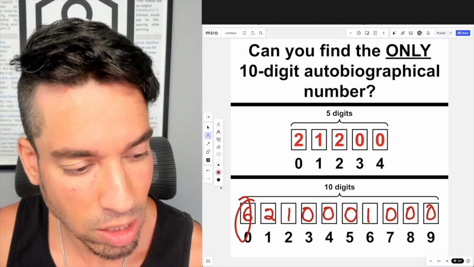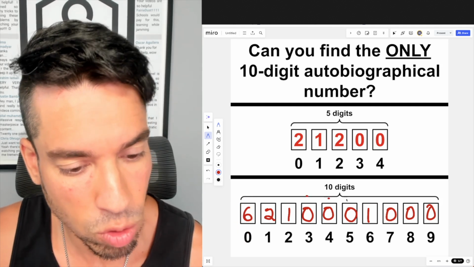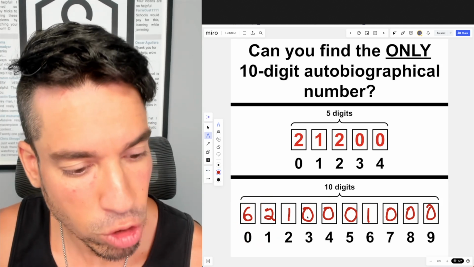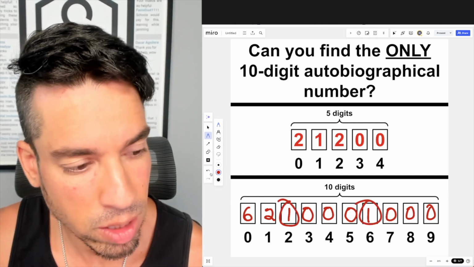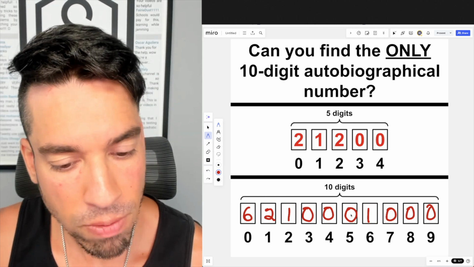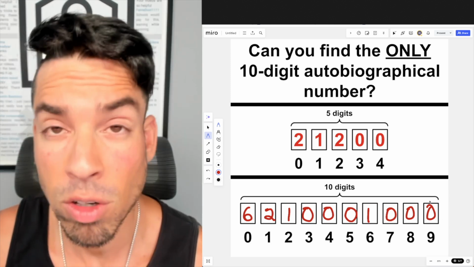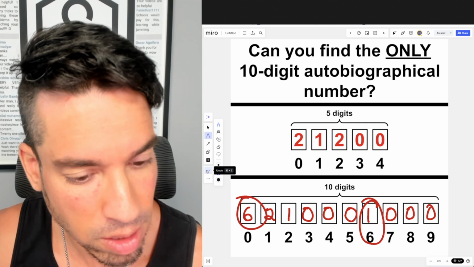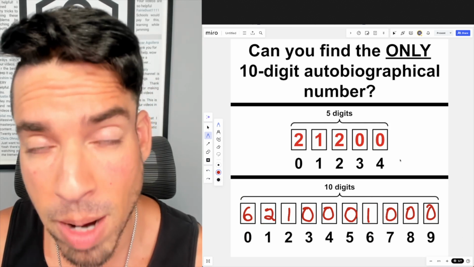It says 6 for the 0 spot. We have 1, 2, 3, 4, 5, 6 zeros. We have 2 in the 1 spot, which means we have 2 ones, which we have right there and there. A 1 in the 2 spot, and we do have indeed 1 two. 3, 4, 5, 7, 8, 9 are all 0, and there are none of those. And last but not least, we have a 1 in the 6 spot because we have 1 six. So there is your 10-digit autobiographical number.